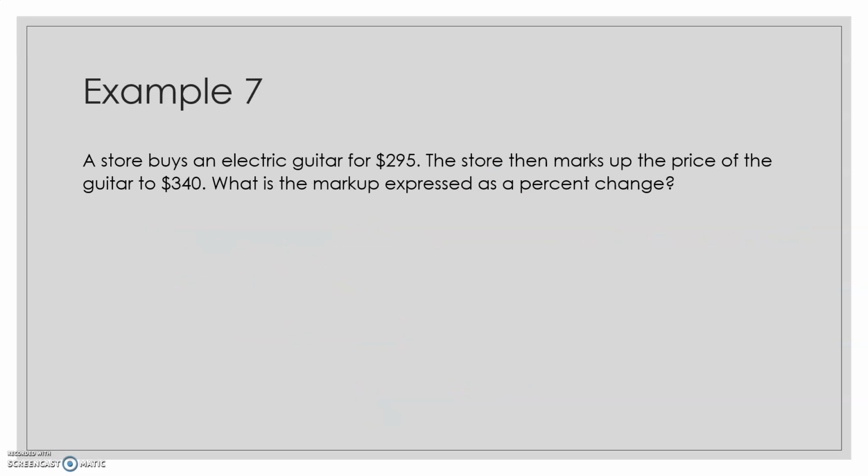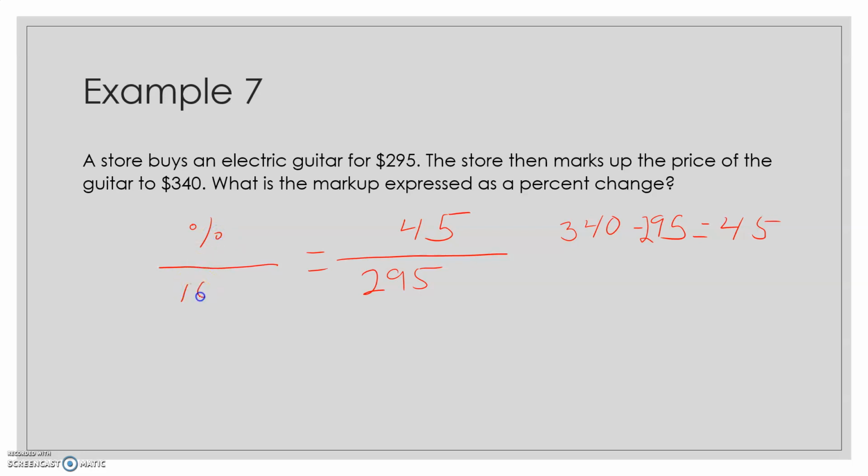In our second example, again, we have our proportion to start with. An original amount, the guitar was originally $295, but then the store marks it up to $340. And so in order to find our change, we're going to do our new amount minus our original amount, and we find out that the change is $45. So they marked it up by that amount. That's how much it changed by. And then on this side we have our percent, and in this case we don't know our percent. That's our variable. What's the markup is what the question is.